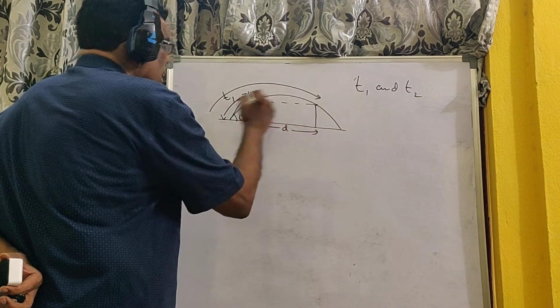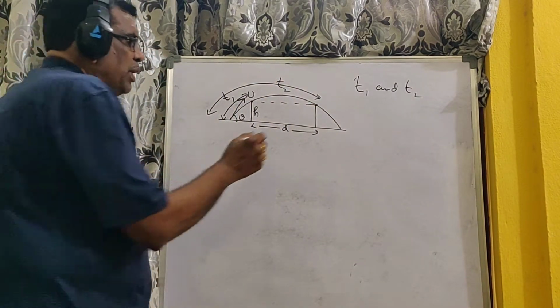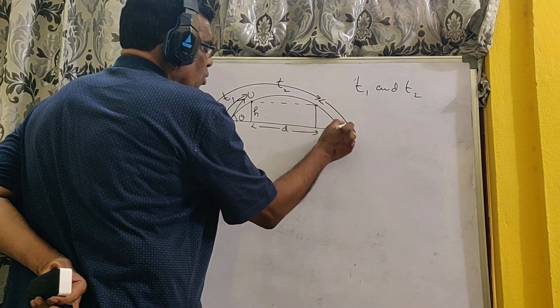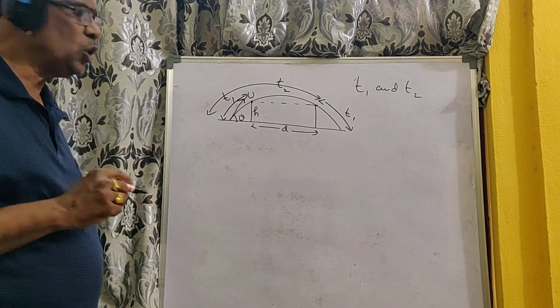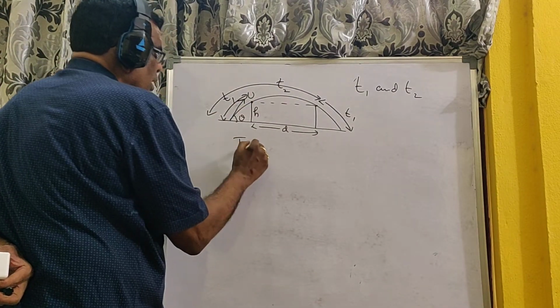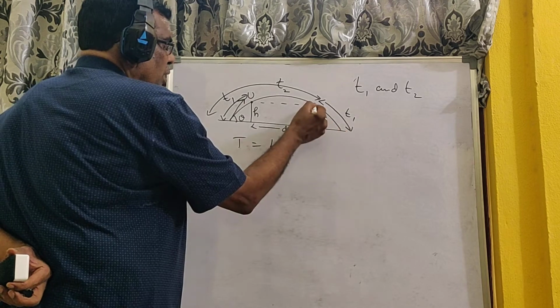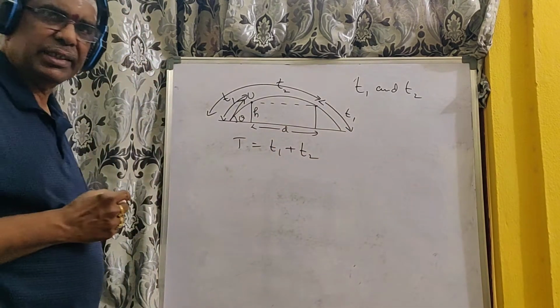From here till here, it is T2 seconds. And by symmetry, we know that this is nothing but T1. So, what is the time of flight from this? T is nothing but T1 plus T2. That's a very important thing.